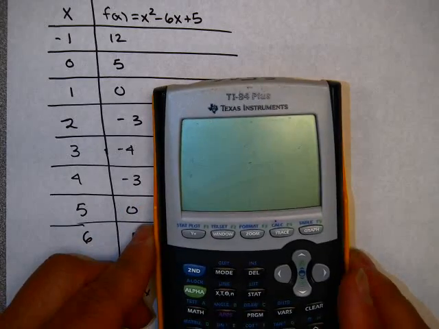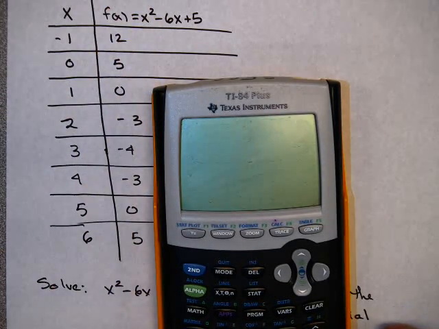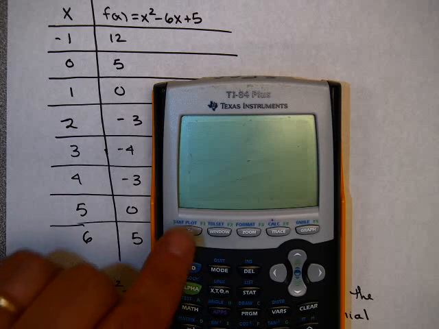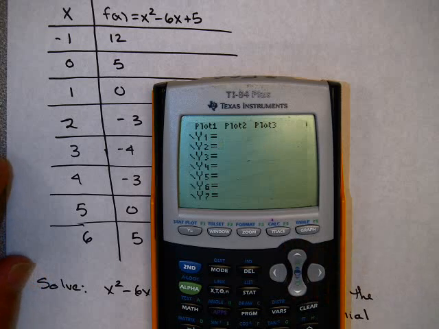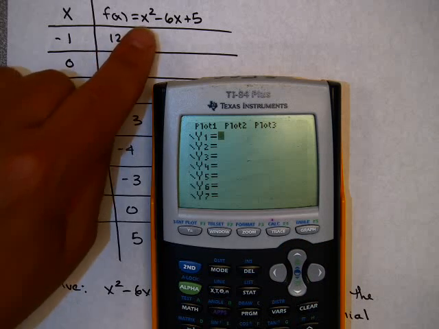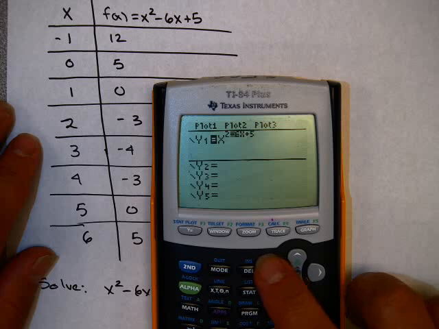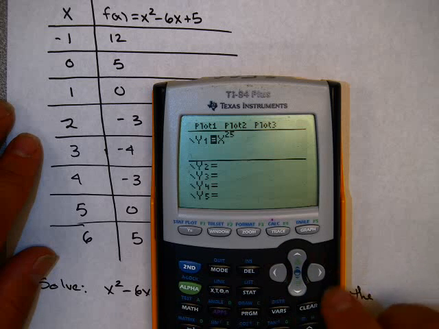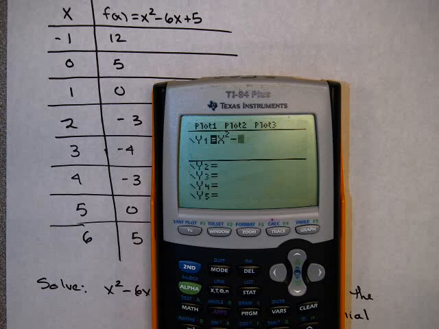By the way, if you are interested in using your calculator to find this table of values, let me show you how to do that. Turn your calculator on, then hit y equals. Now clear out anything you have in y equals. Then go up here and place in the function, which is x squared minus 6x plus 5. Notice when you have x squared, I should use my arrow to go back down here, and this is minus 6x plus 5.